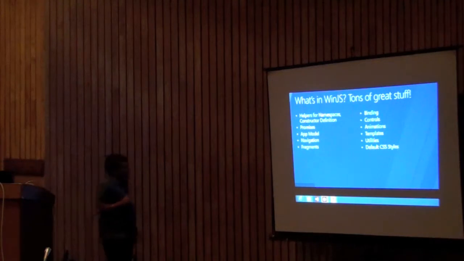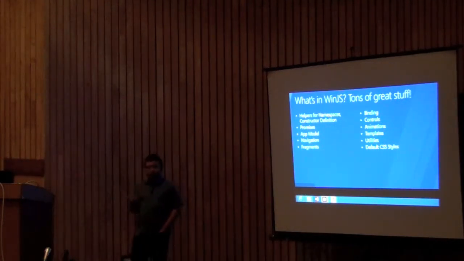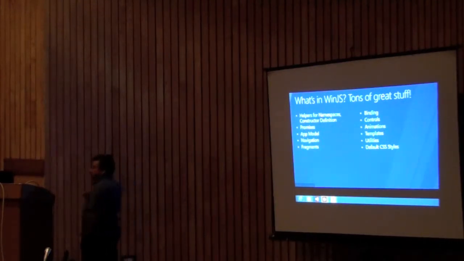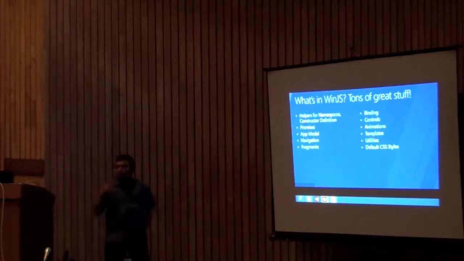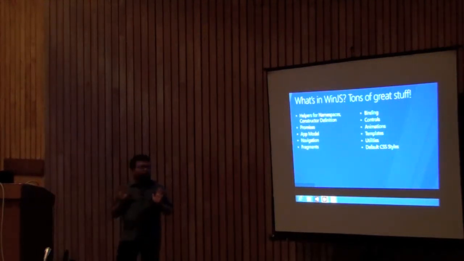So we have got a bunch of things here. You have seen binding. You have seen controls. You have seen animation templates. Those are all part of WinJS. There are navigation, app model, promises. All these are part of that JavaScript library which we provide you. You just need to use it. You do not have to implement or write any of the stuff available over here.